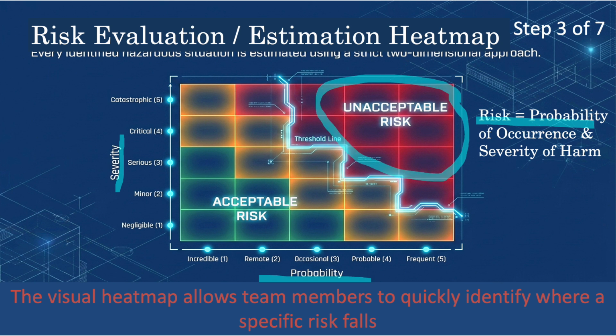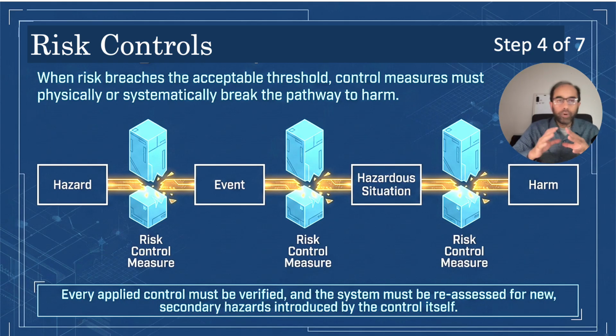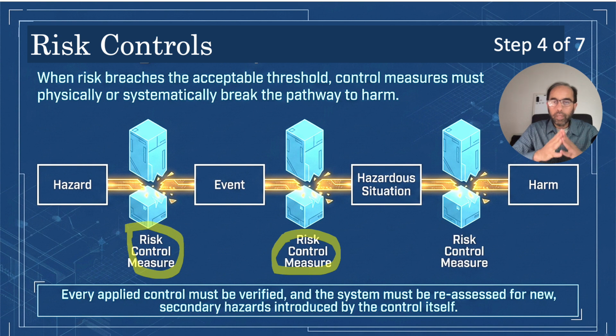The green area, where the probability and the severity are low, means the risks are acceptable. And then you have the midsection, the yellow. The goal or objective is to bring all red into green, and all red and yellow ideally to green, as low as practically possible, as low as possible. That is the reason you will be placing risk controls between the hazard that you've identified and the event, between the event and the hazardous situations, and between the hazardous situations and harm.